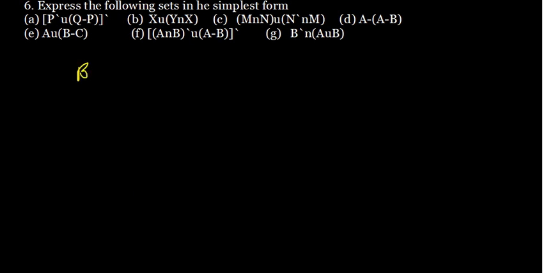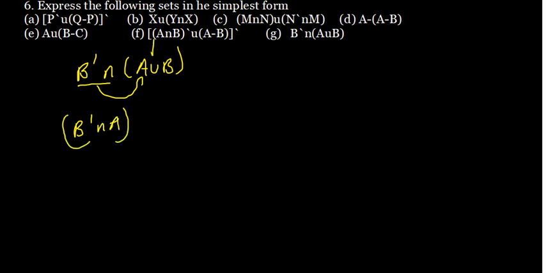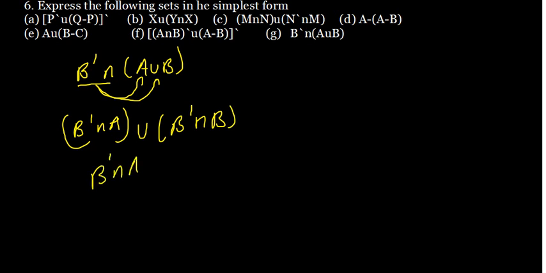which is B complement intersection A union B. If I want, I'll just go direct into a Venn diagram and simplify this. Or I can distribute the B complement intersect to the A, to give us B complement intersection A. And then I'm going to get the union here. And then I'll distribute the B complement intersect to the B to give us B complement intersect B. So this is B complement intersect A union B complement intersect B.